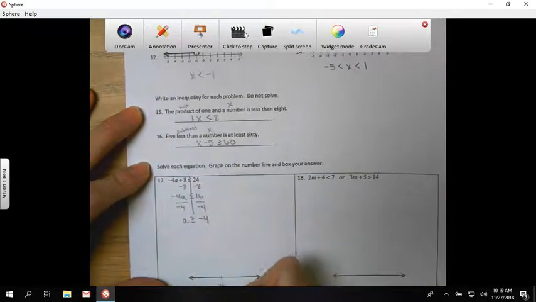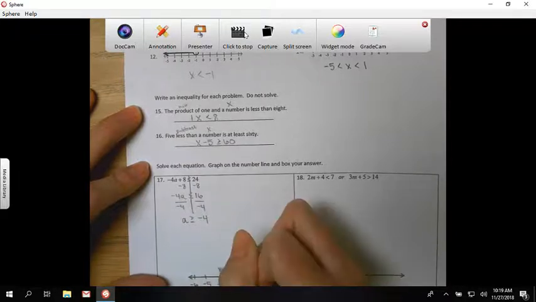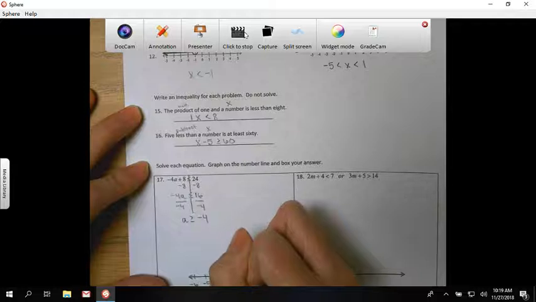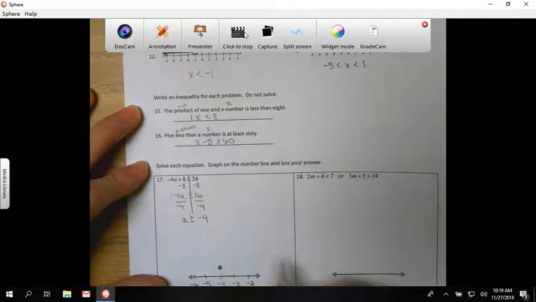When I go to graph that on the number line, I want to put my value in the middle and just do a couple on each side of it. It's greater than or equal to, so that means I'm going to put a closed circle. And if I'm saying it's greater than a negative 4, I'm going to pick everything to the right.